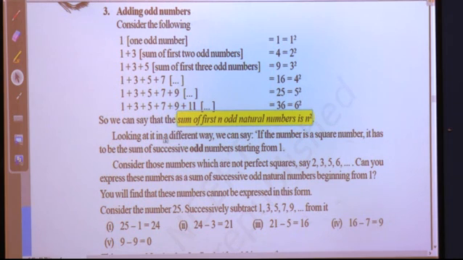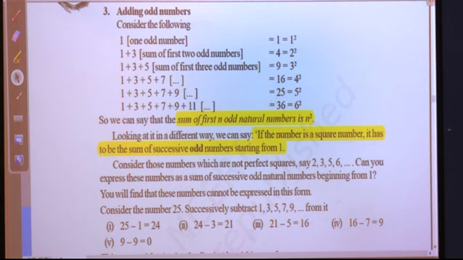Looking at it in a different way, we can say that if a number is a square number, it has to be the sum of successive odd numbers starting from 1. That is what they have concluded here.